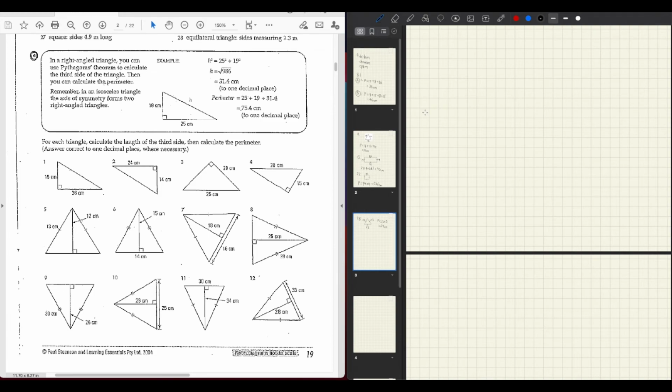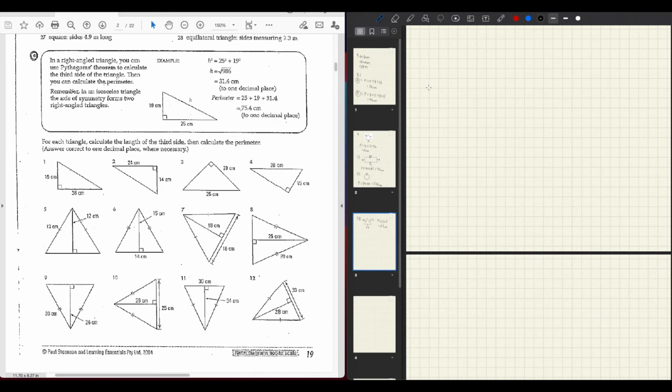Now in this video, I'm going to go through some slightly more complicated examples of perimeter questions. So let's get started. In this first example, it says, in a right angle triangle, you can use Pythagoras' theorem to calculate the third side of the triangle. Then you can calculate the perimeter. Remember, in an isosceles triangle, the axis of symmetry forms two right angle triangles. I'm not going to go through the second part here, I'm just going to go through the first part for now.